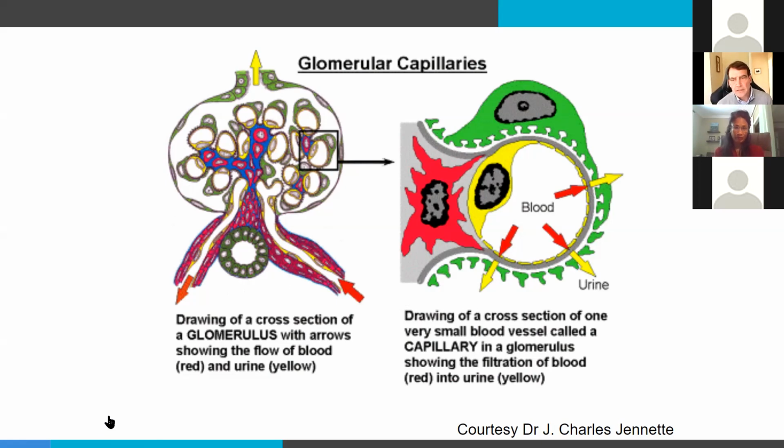And in fact, the filter function of the glomerulus depends on this entire structure and the integrity of the entire structure. Anything that damages any parts of those structures will cause a dysregulation of the filtering of the blood into the urine. Next slide.